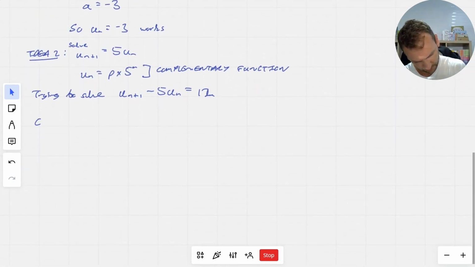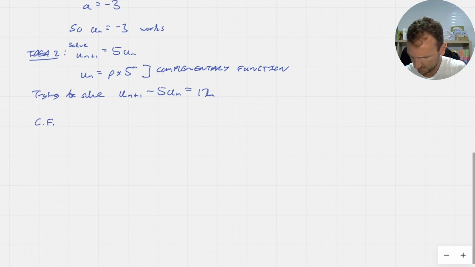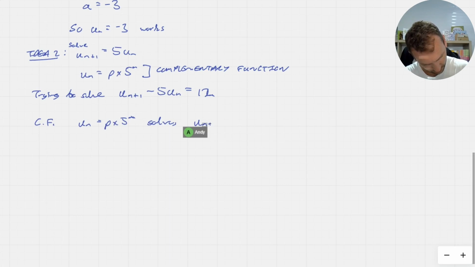So we've got our complementary function, and that is u_n equals p times 5 to the n, and we know that solves u_{n+1} minus 5u_n equals 0. We know we've got our solution.